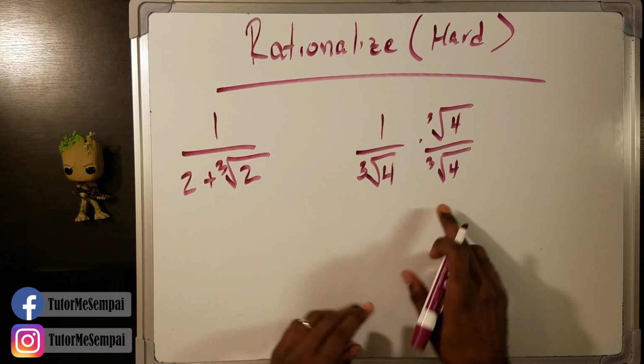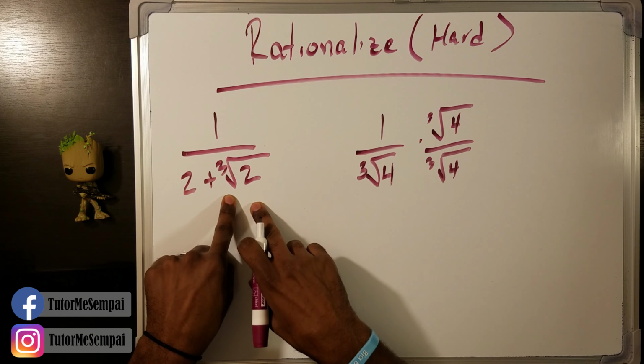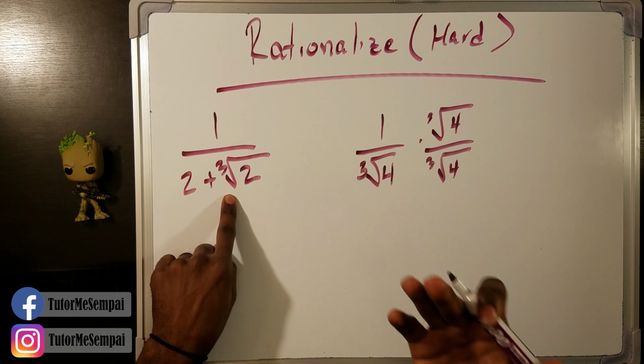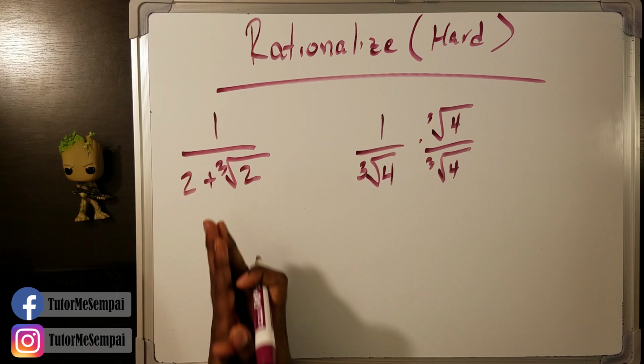If you ended up using the conjugate, you're just simply going to be multiplying this cube root of 2 by cube root of 2, and you're going to get a cube root of 4 here. That is not a perfect cube under the radical. So this one is going to take a little bit more thought in how to approach it.